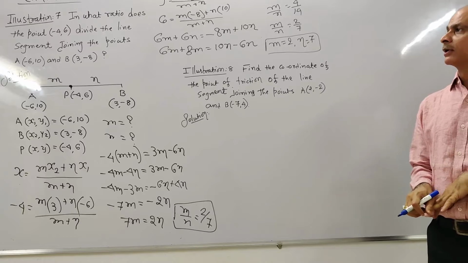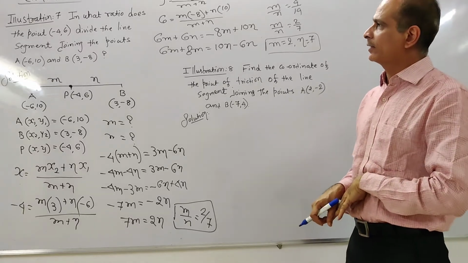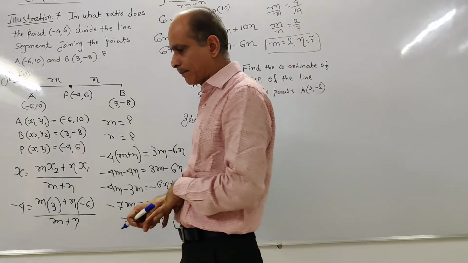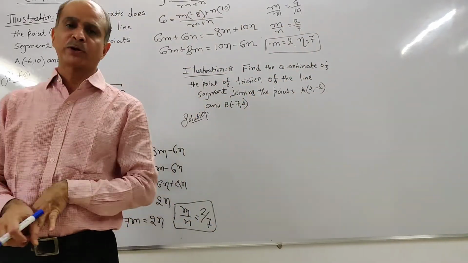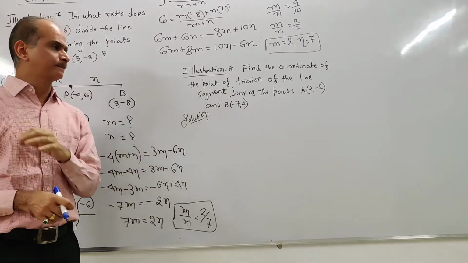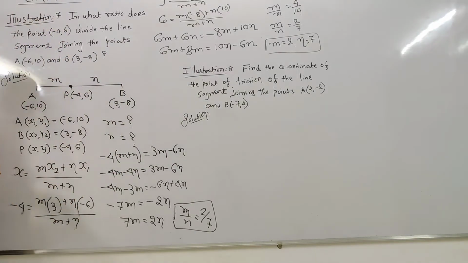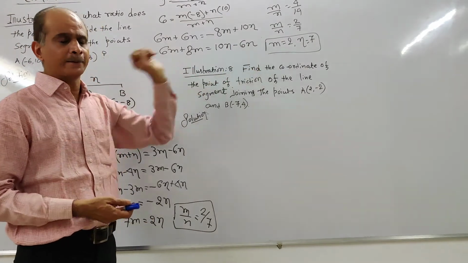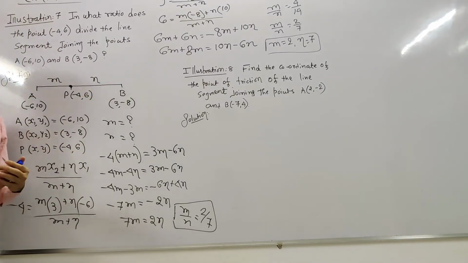So out of the four things, x1, y1, x2, y2 and x, y are given to you. In this example, we have found the value of m and n. This is a very important example from the examination point of view: how to find the value of m and n using the section formula, when x, y and x1, y1, x2, y2 are given to you. Now let me solve example number 8.